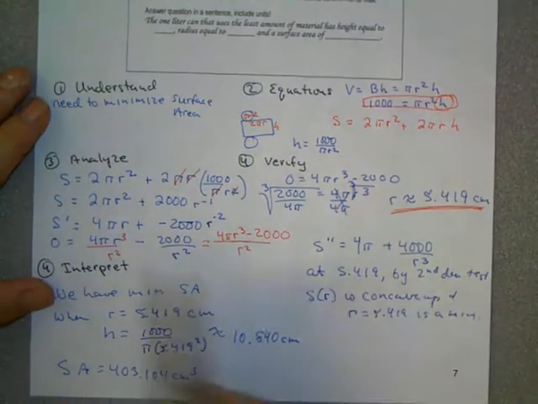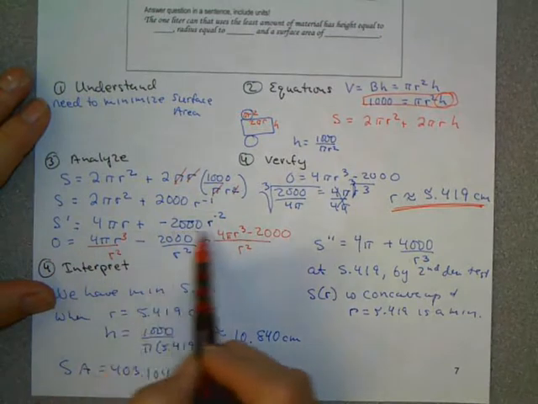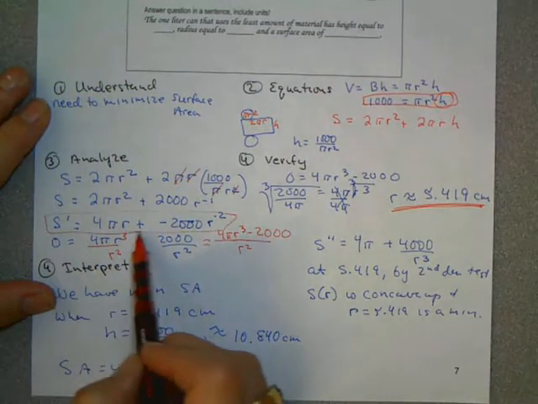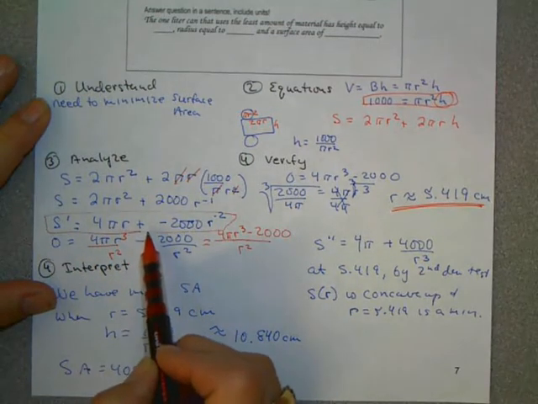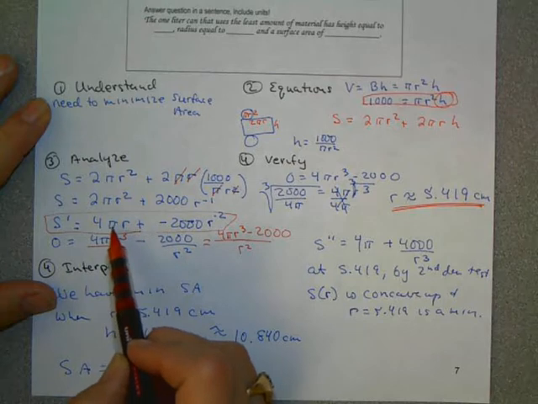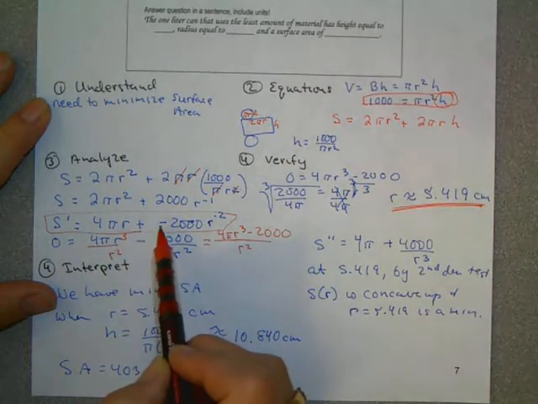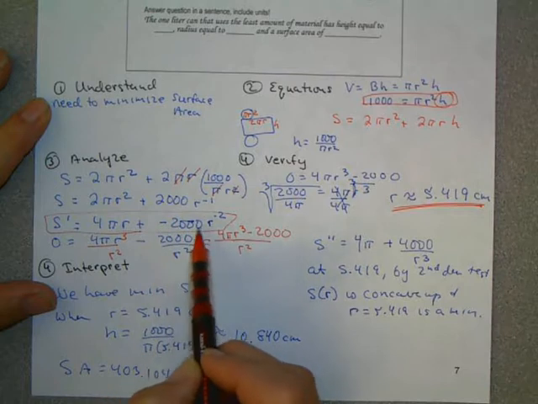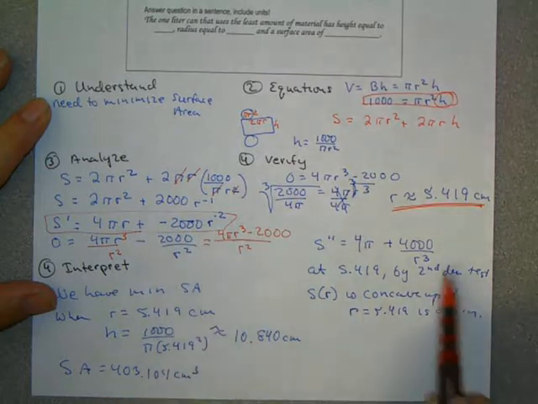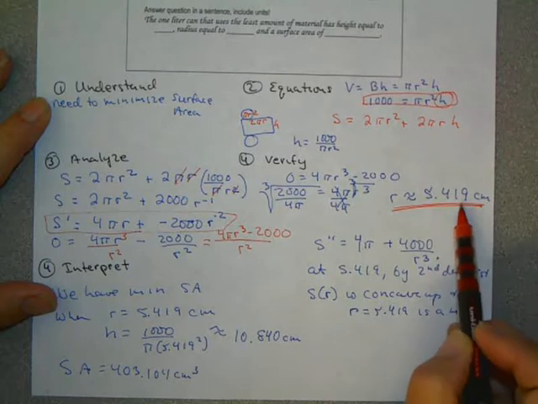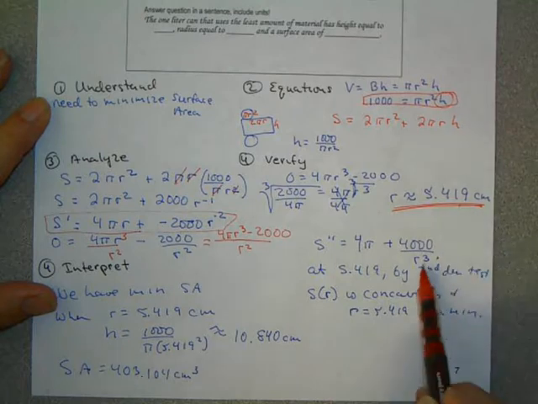Now I need to know if that's going to be a max or a min, so I take the second derivative. And I'm going to come over here and get this first derivative that's set up so nice so I can use my power rule. And I would take the derivative of this. I'll get 4 pi, negative 2 times negative 1, so plus 4,000 r to the negative third. So there's my second derivative.